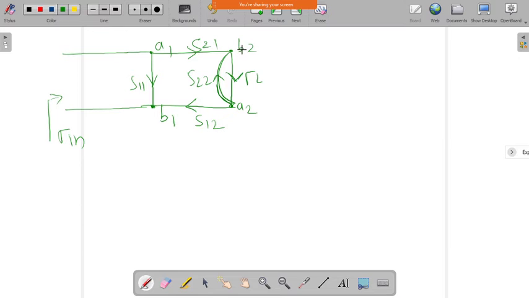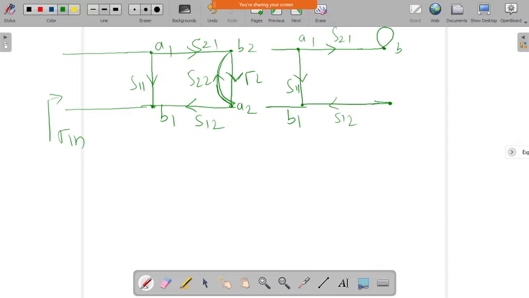For the node B2, if I apply the splitting rule, we are going to get A1, B1, with S11 as it is, S21 as it is, and S12 as it is. Now if I remove this branch S22 and put it as a self loop, we can apply the splitting rule and multiply it by gamma L, so that at B2 we get S22 gamma L. And gamma L, which flows from B2 to A2, remains as it is.